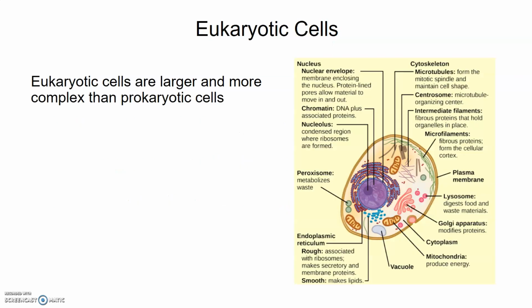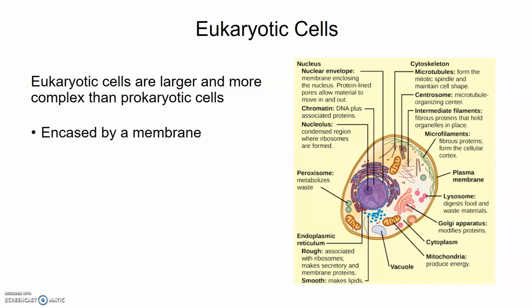And we're going to specifically be focusing on eukaryotic animal cells for this lecture. And eukaryotic cells, or cells that have a nucleus, are larger and more complex than prokaryotic cells. One, because they do have that nucleus to hold the DNA, but they also have membrane-bound organelles, which prokaryotic cells do not have.